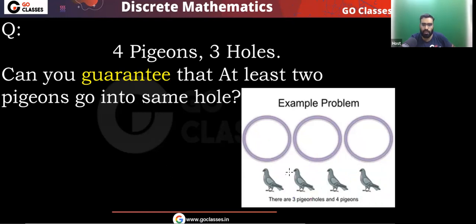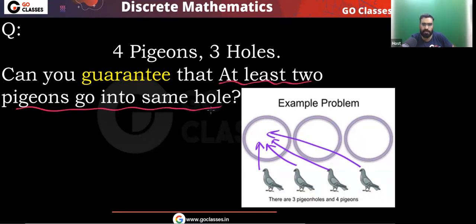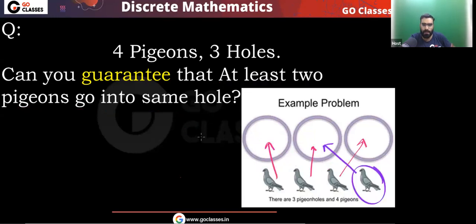Okay, whatever you do, for example, maybe all of them are going to the same room. Now, is this statement true, that at least 2 are going to the same room? Here also this statement is true. See, whatever you do, this statement will be true.